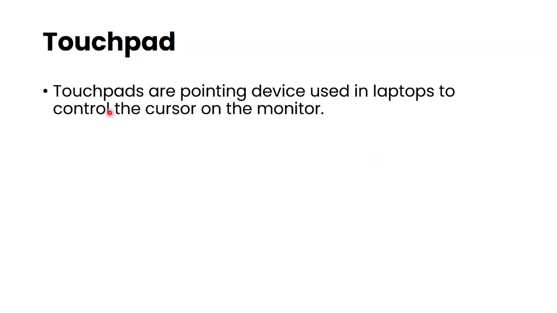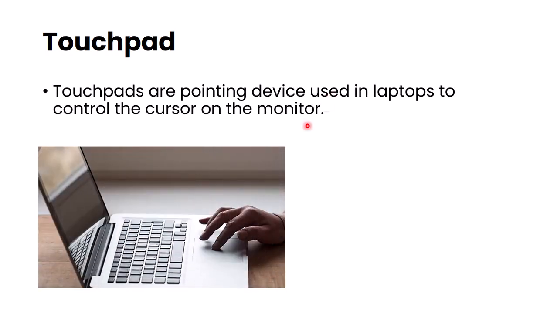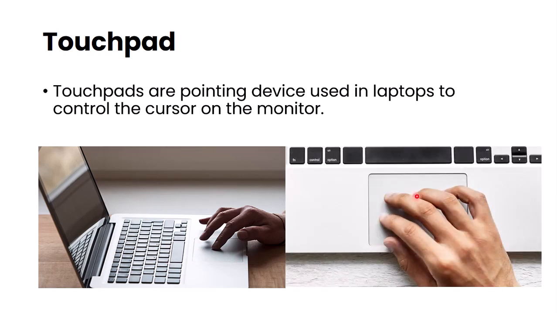Now I have a touchpad. Touchpads are pointing devices used in laptops to control the cursor on the monitor. So they are just like the mouse. If you have a laptop, it doesn't usually have a physical mouse, a normal mouse, and it has a touchpad. So this touchpad is used to control the cursor, just like the mouse. It's also a pointing device that is used to control the cursor on the monitor.